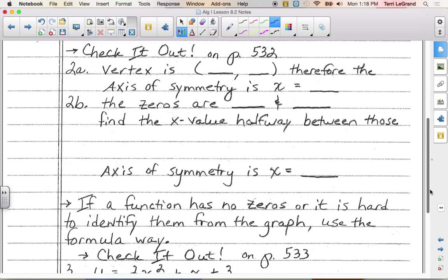So everybody on page 532, 2a. If we can tell what the vertex is, we're going to use that to help us get the axis of symmetry. What's the vertex for 2a in the check it out problem? Is it in the middle of the page or at the bottom? It's at the bottom, sorry. Okay. So what's the vertex? -3, 0.